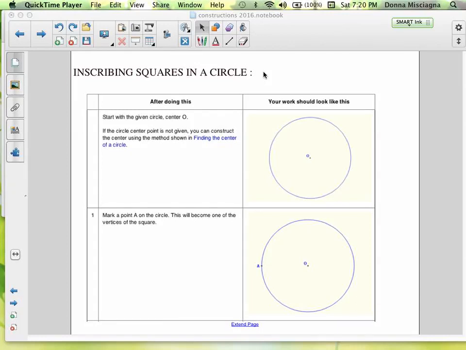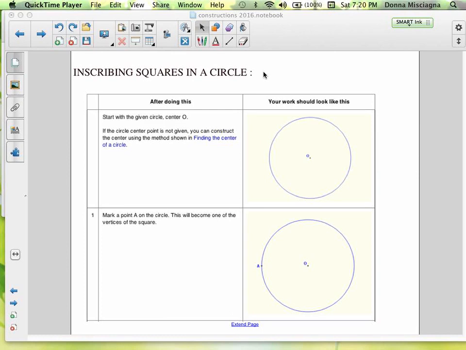Here's our last construction. That's inscribing squares in a circle, and you have this in your notes. We're going to start with the given circle, center O. Either I will give you the center point, or if you draw the circle, you'll be able to see the center point. I'm really careful when I draw my circle that I've got some way to mark where my center is. We're going to mark a point A on the circle.